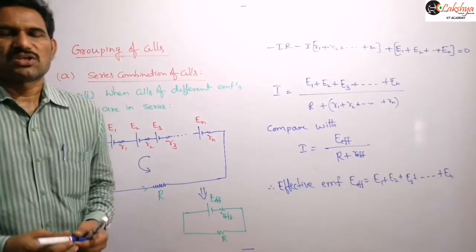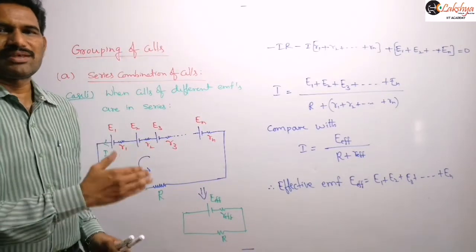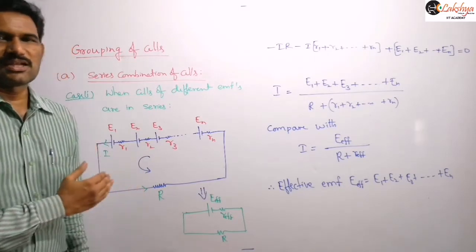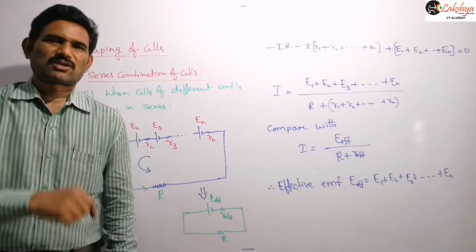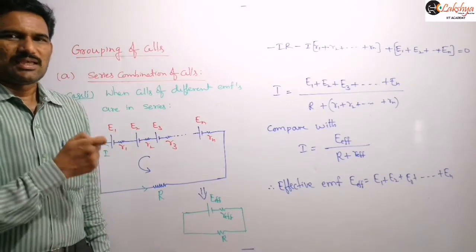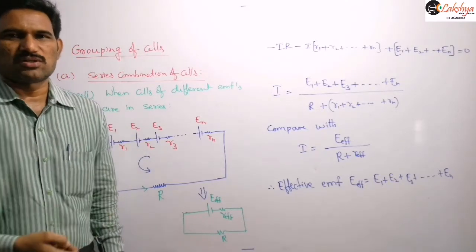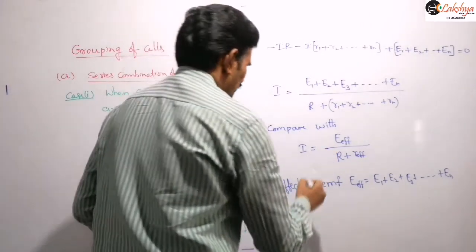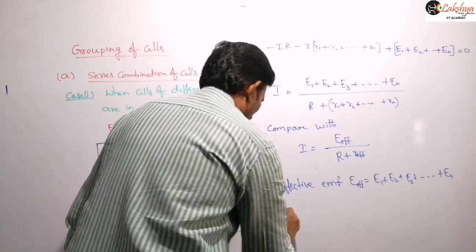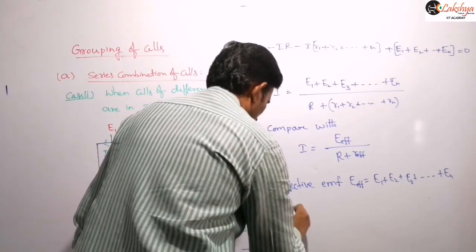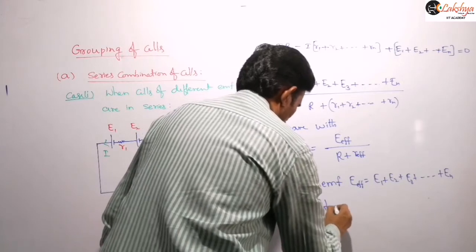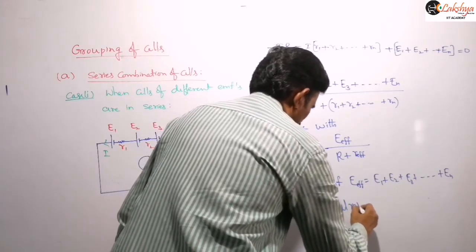That means we just need to add the EMF of each cell. When you are connecting n number of cells in series, the effective EMF is nothing but the sum of the EMFs of the individual cells, right? And so now the next, the effective internal resistance, we can write.